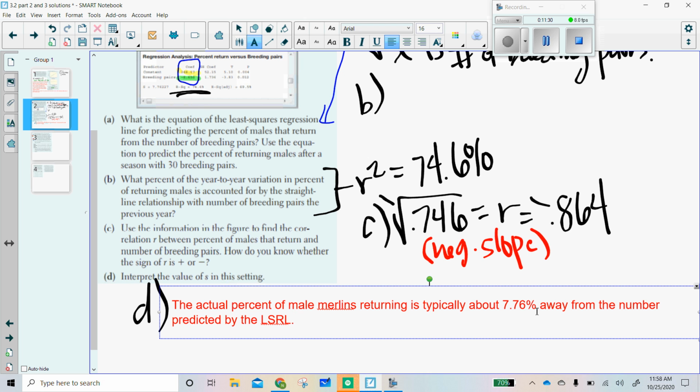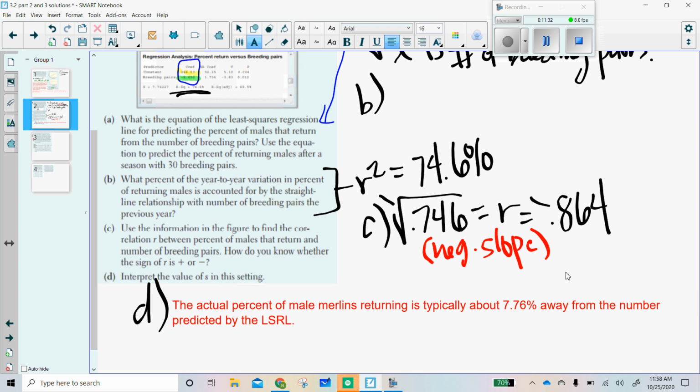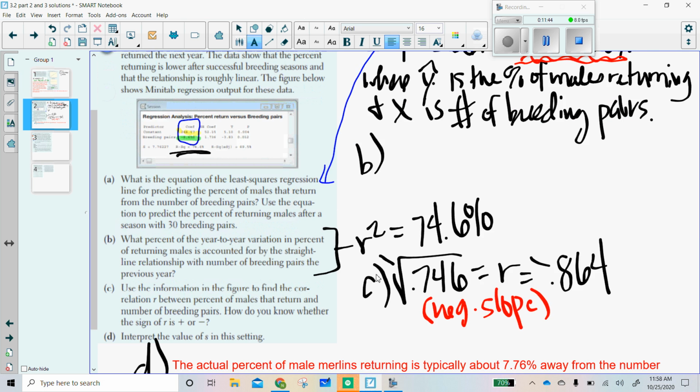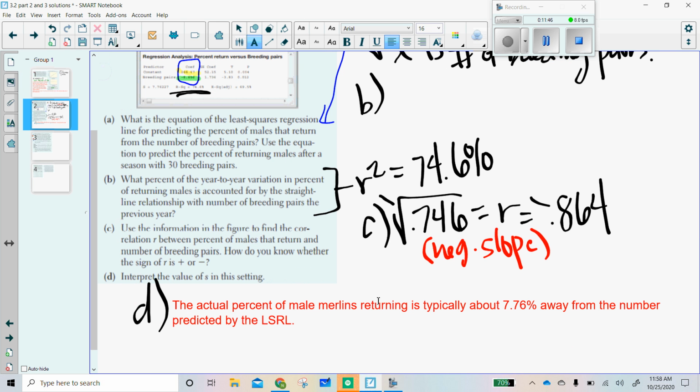Why did I put a percent here? This might seem a little confusing. The units on my Y's was percent. So on my problem I did here, you'll notice that I said 10.2 points away because it was talking about a score. Here it was actually talking about percents, the percent of male Merlins returning. And so the 7.76 was actually a percent.